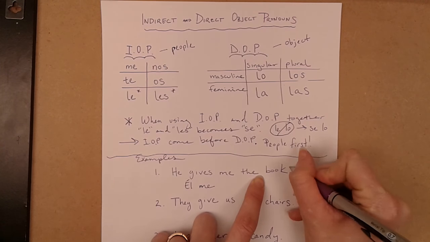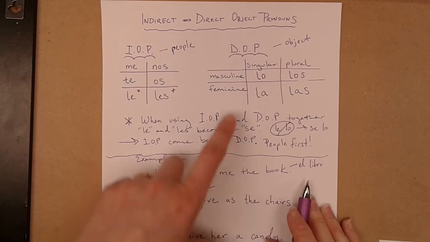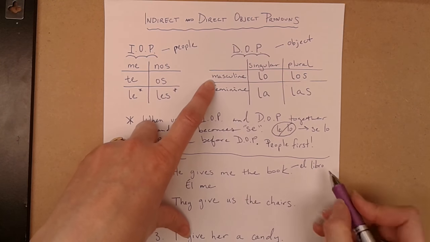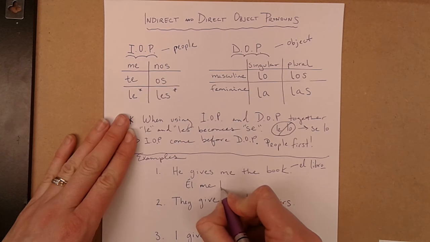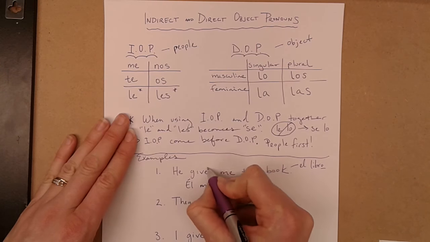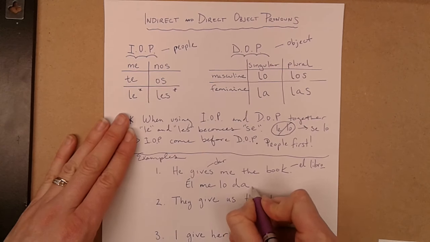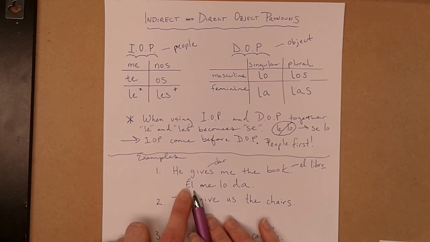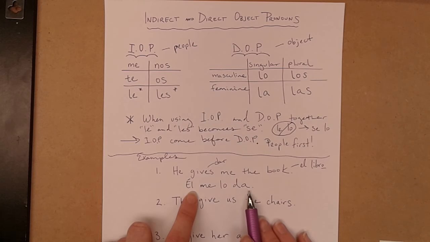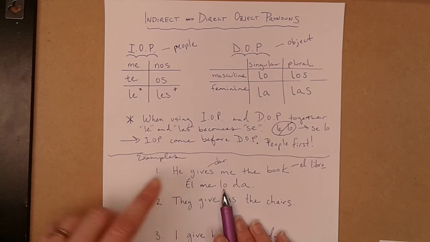The book is el libro in Spanish, so the direct object pronoun, libro is masculine and singular, so we're going to use lo. Él me lo, and then let's conjugate dar for he in present tense, da. So he gives me the book, shortened form, he gives it to me. Él me lo da. He gives it to me.